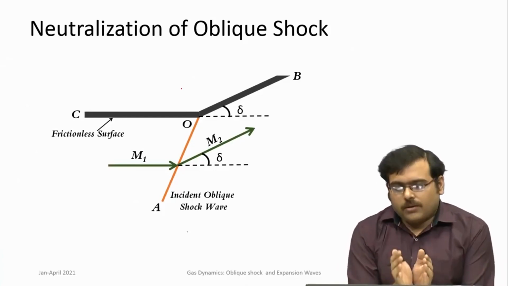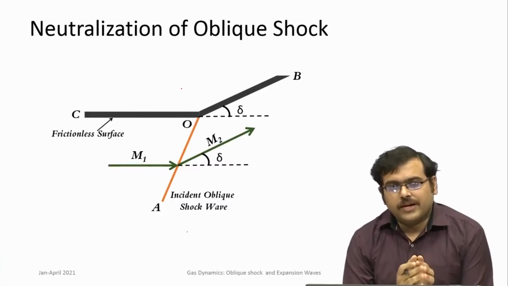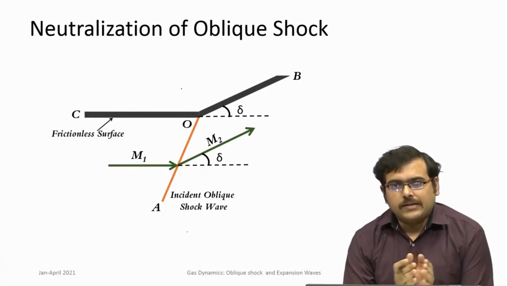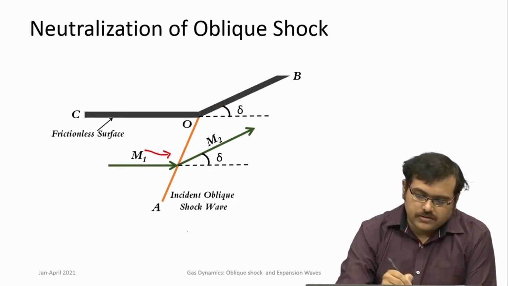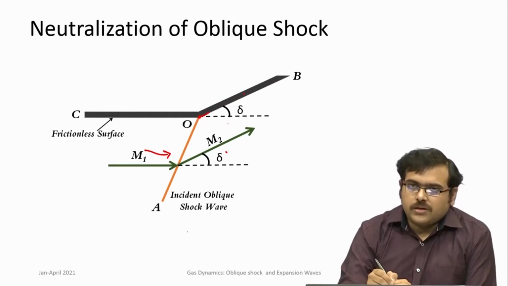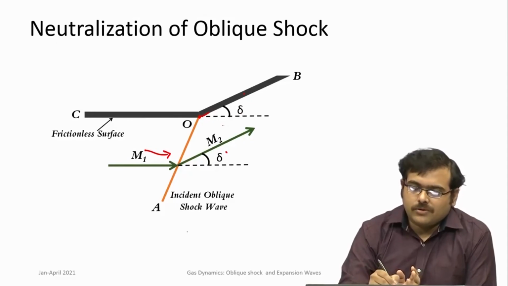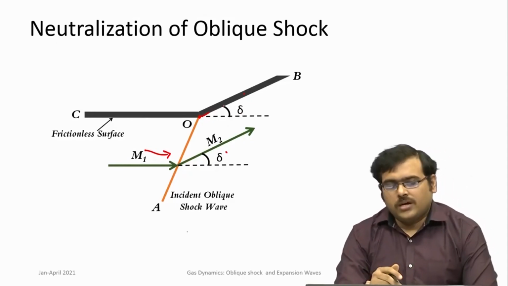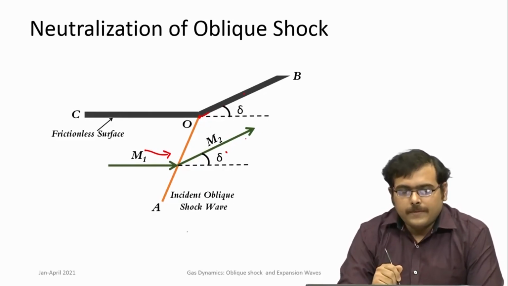Also, oblique shocks are quite different from the other waves. If you are able to give the wall a certain angle such that it matches the angle that the oblique shock turns the flow with, so it turns the flow by angle delta, and at this point of intersection the wall also turns the flow by angle delta, there is no requirement for the flow to do any further turn. Therefore, you will not get any more waves. So, this is a method by which you can neutralize oblique shocks. So, no more waves will be formed here.